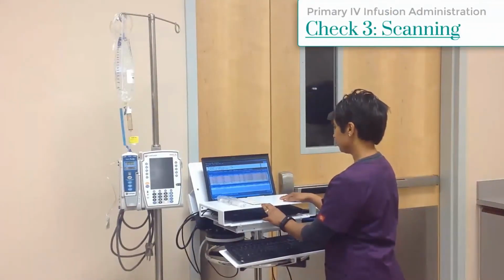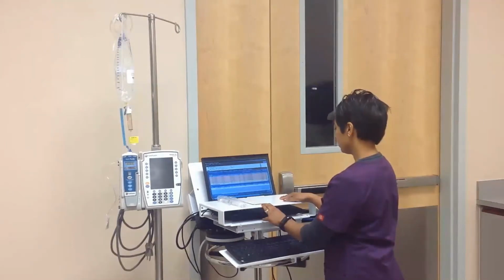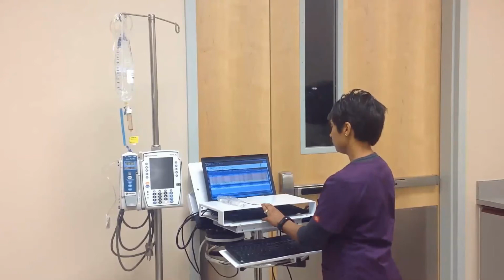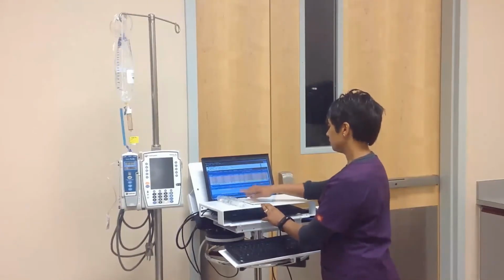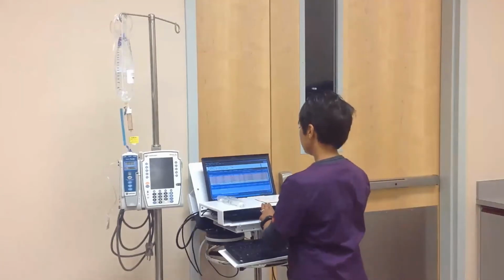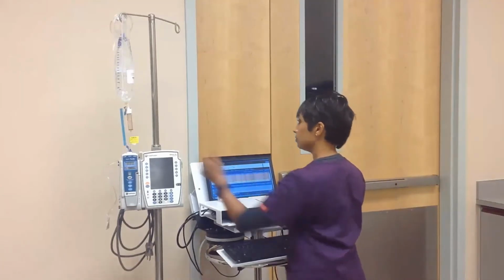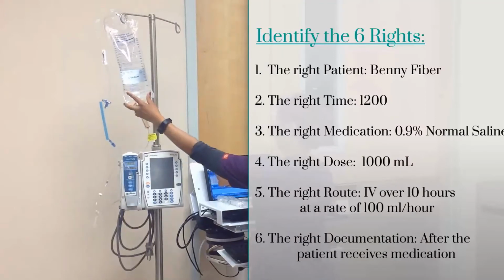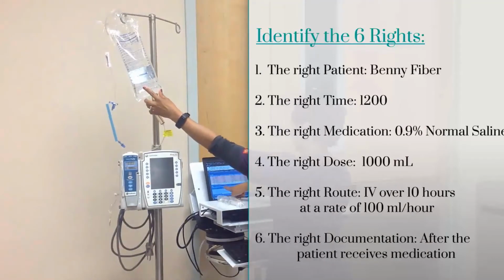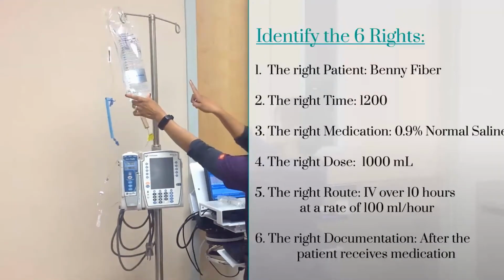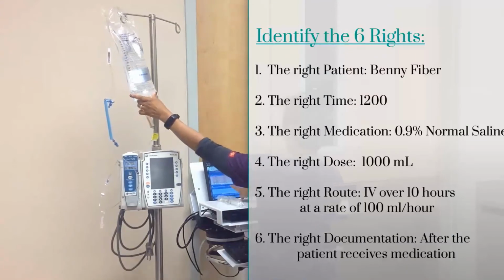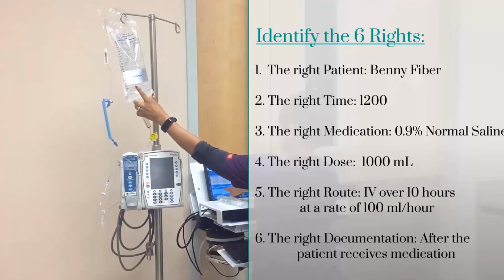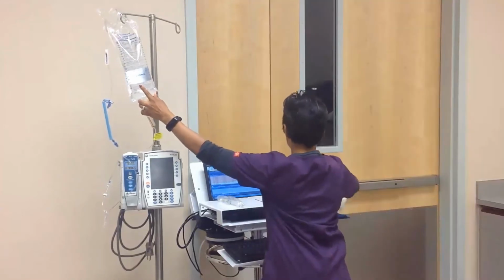Check 3, scanning the medication. Check the medication again using the 6 rights. Highlight 0.9% normal saline on the MAC. The medication must be highlighted in order to scan the barcode. Benny Fiber at 12 o'clock is receiving 0.9% normal saline, 1,000 milliliters intravenously over 10 hours at a rate of 100 milliliters per hour. Scan the medication.